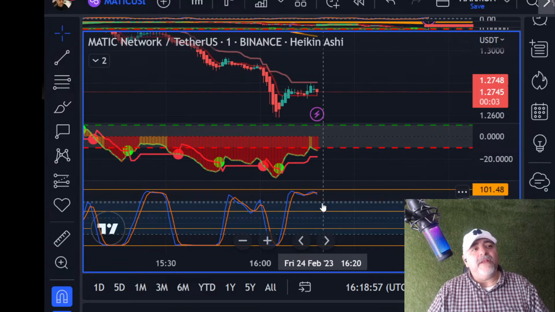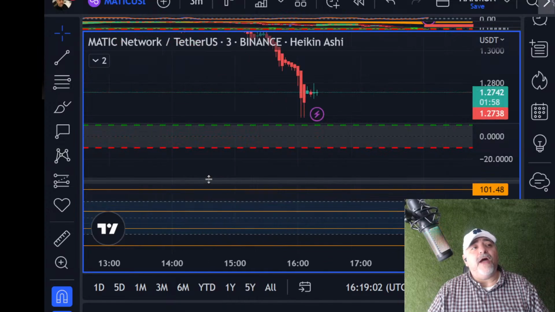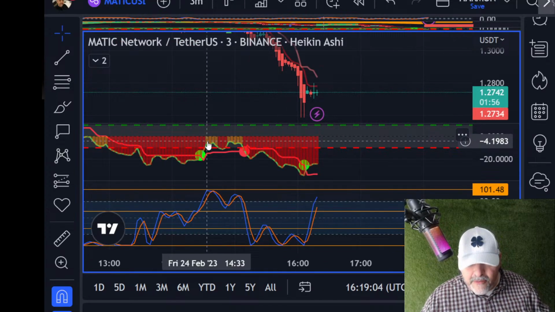The RSI in the 1 minute is starting to go down. So this is confirming that this is going to be a short play. So if you're going to play a high leverage short here, this would be the place to do it.